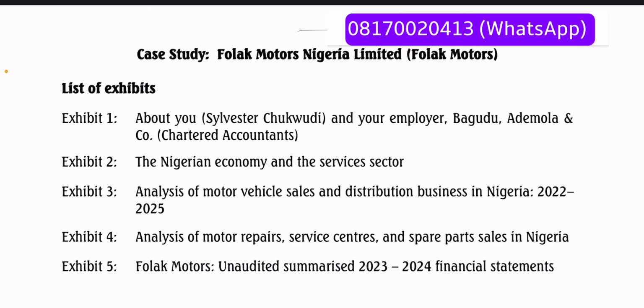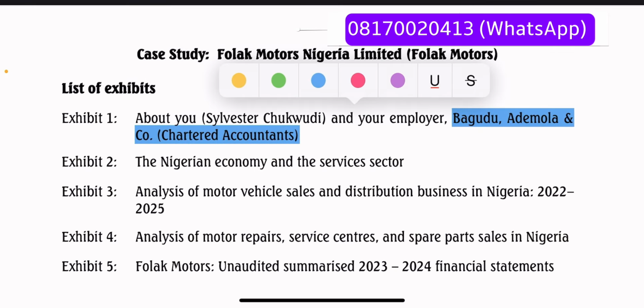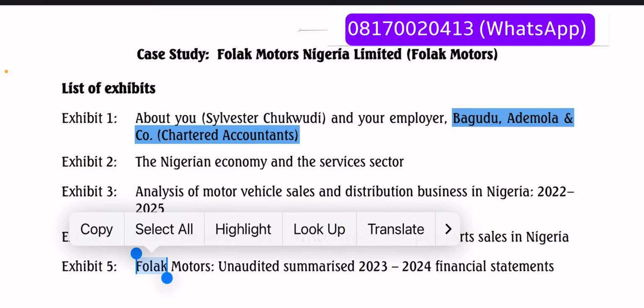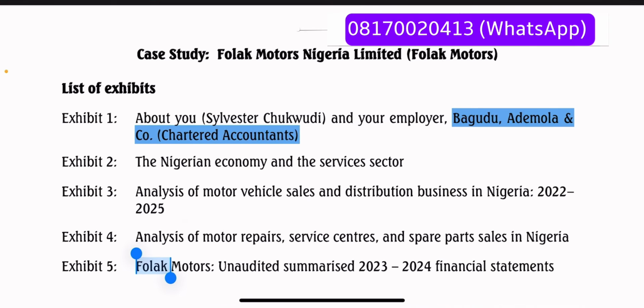a list of exhibits. I used to tell students that you don't have to wait for your unseen before you know the type of report you're preparing. So from this place now, you already know that you are Sylvester Chukwudi and you're working for who? Bagudu, Ademola and Co. That's the company you're working for. And then they gave us information about the economy, about the motor vehicles and sales business, motor repairs, and they gave you information about Folak.